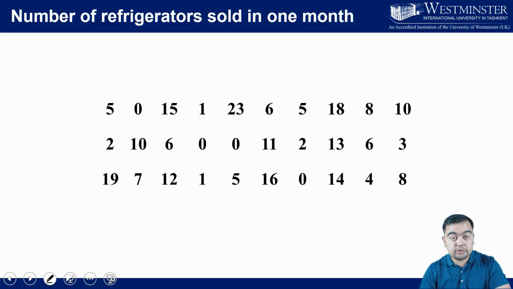So here you have the number of refrigerators sold in 1 month by a certain producer, yes? As you can see, we have 30 different observations. That means what? We have 30 days in 1 month. Right? So here, actually, what we can see is that on the first day we sold 5 refrigerators. On the second day, we sold none. On the third, we sold 15 refrigerators, and so on and so forth, right?